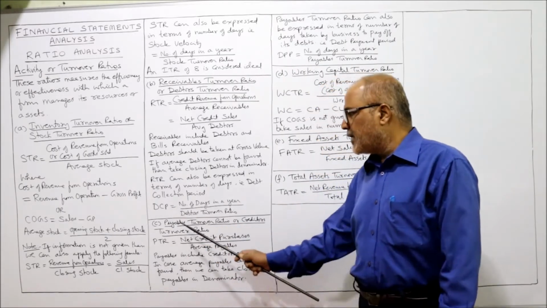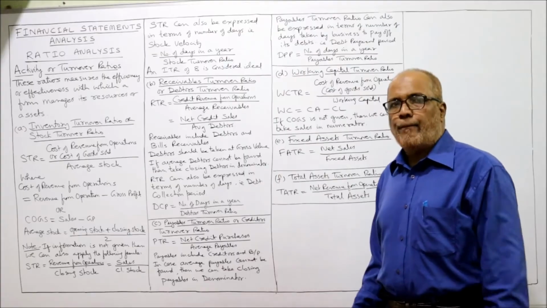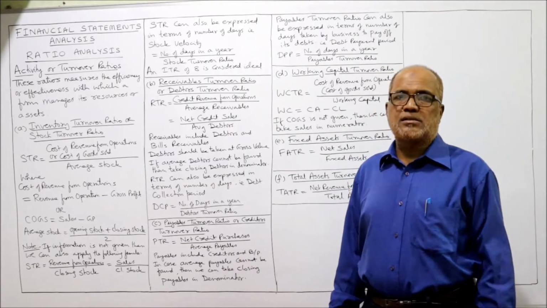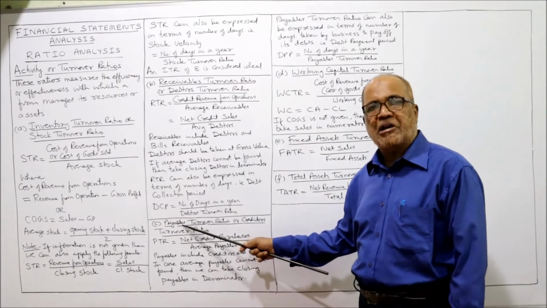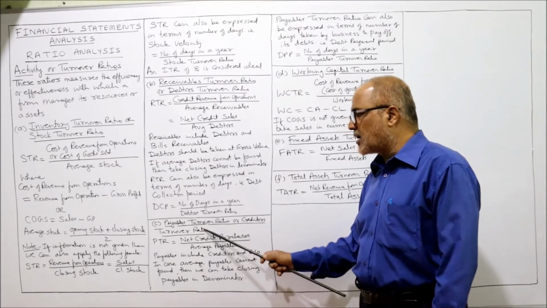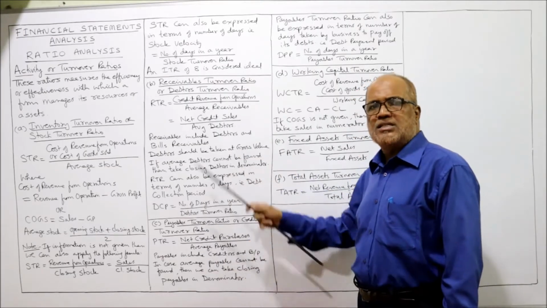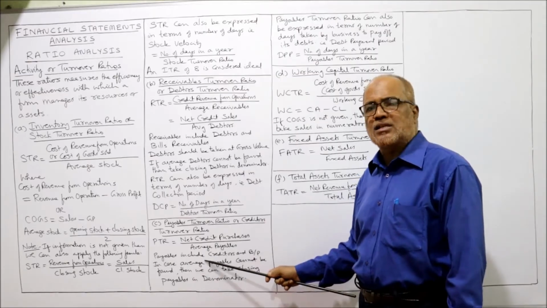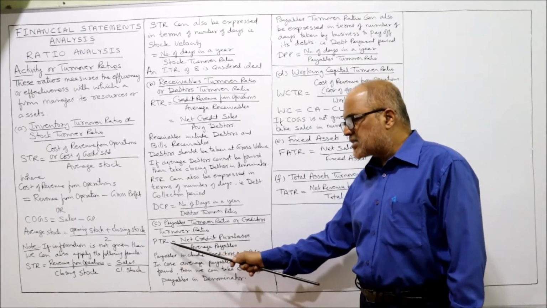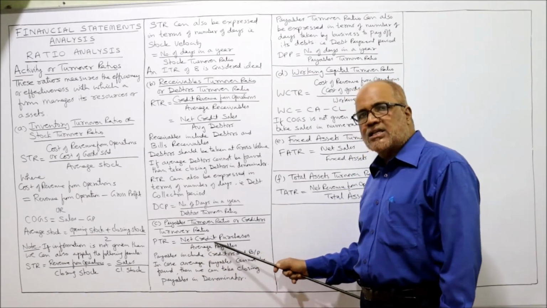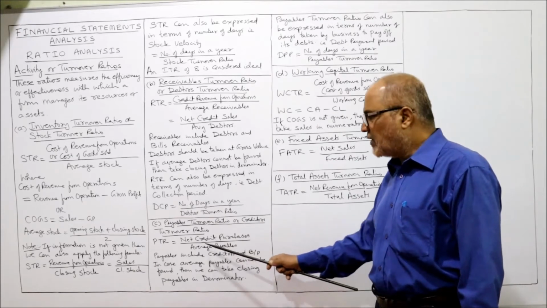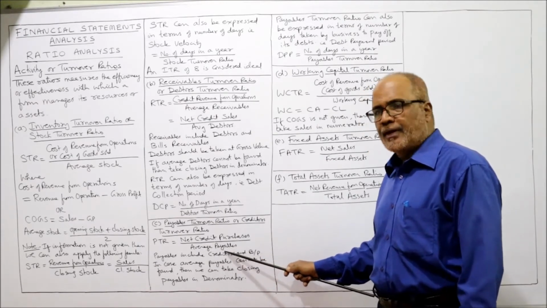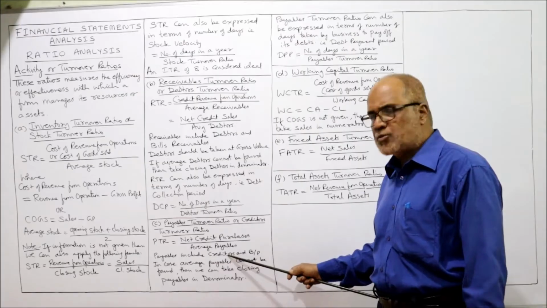Now the third formula, payable turnover ratio. The meaning of payables is creditors. So we have the creditors turnover ratio, just like the debtors turnover ratio. The payables turnover ratio is equal to net credit purchases divided by average payables.